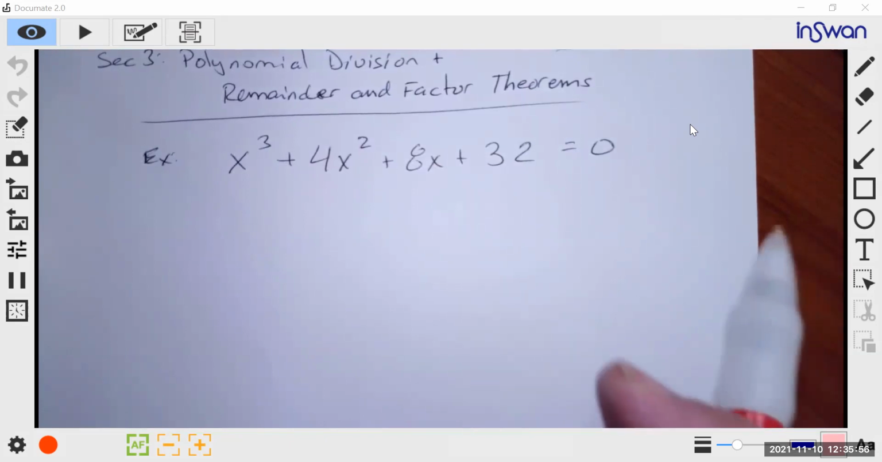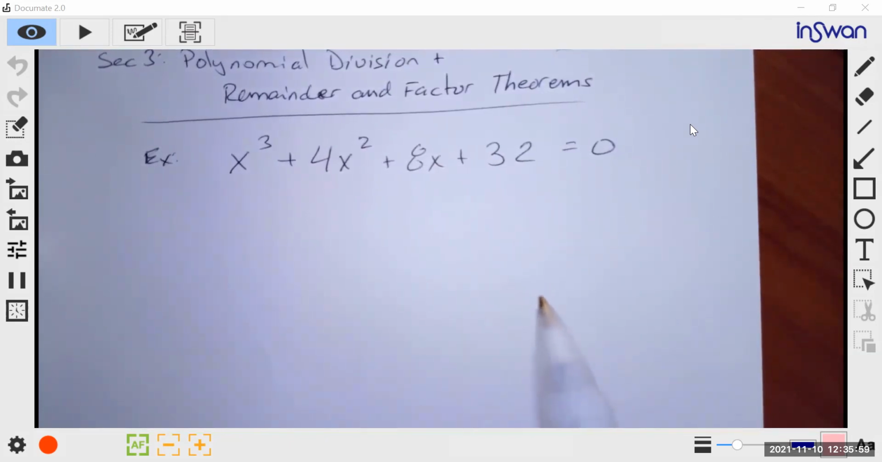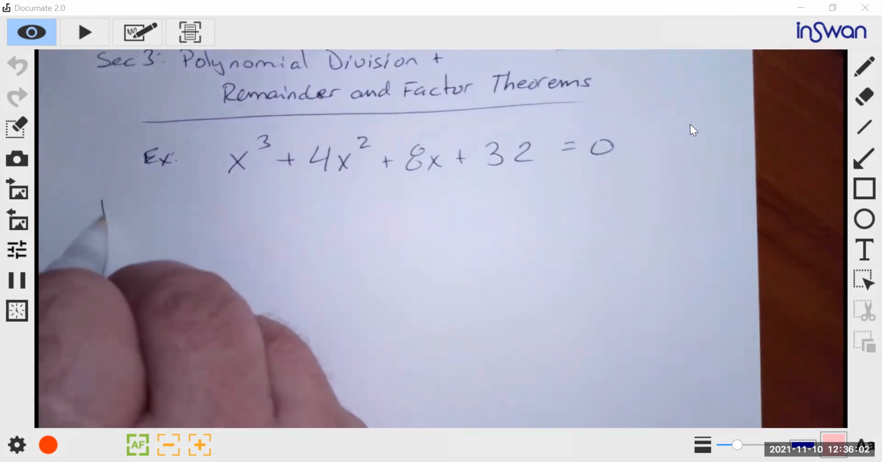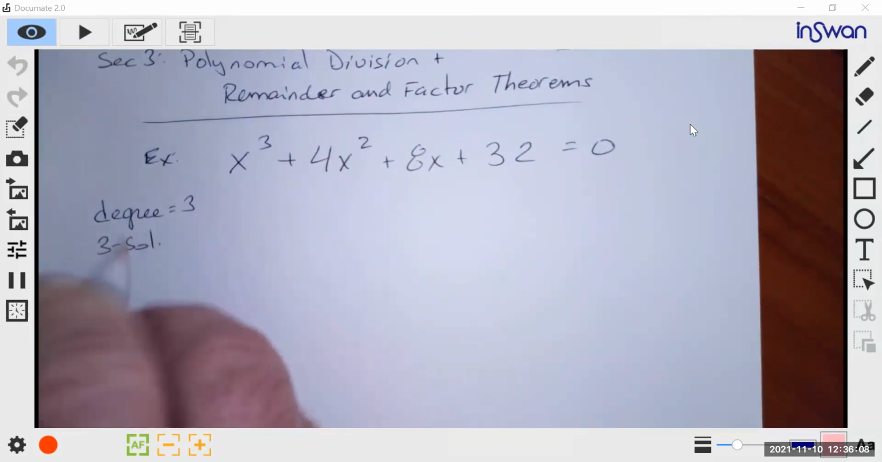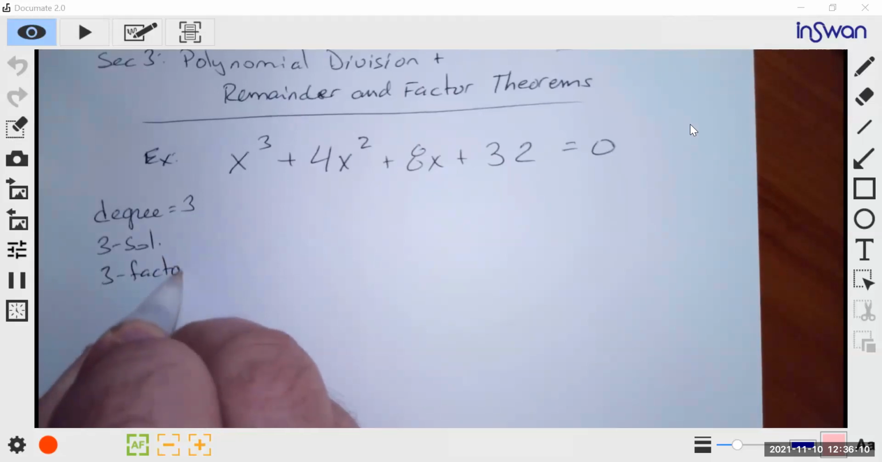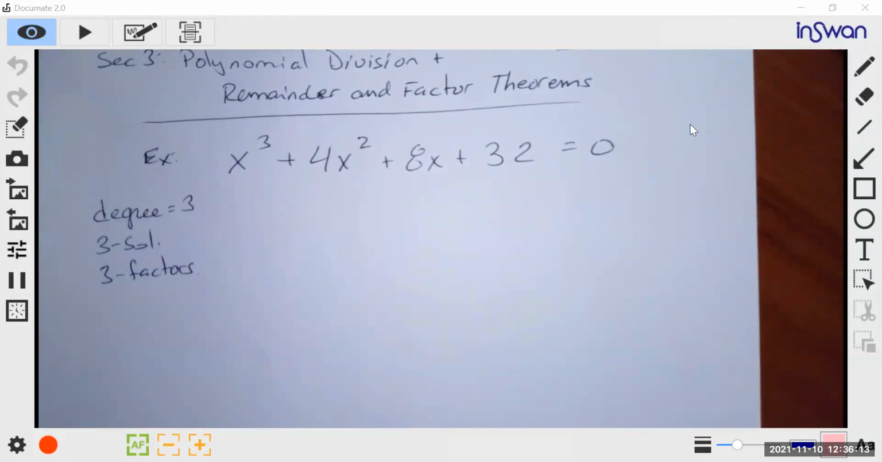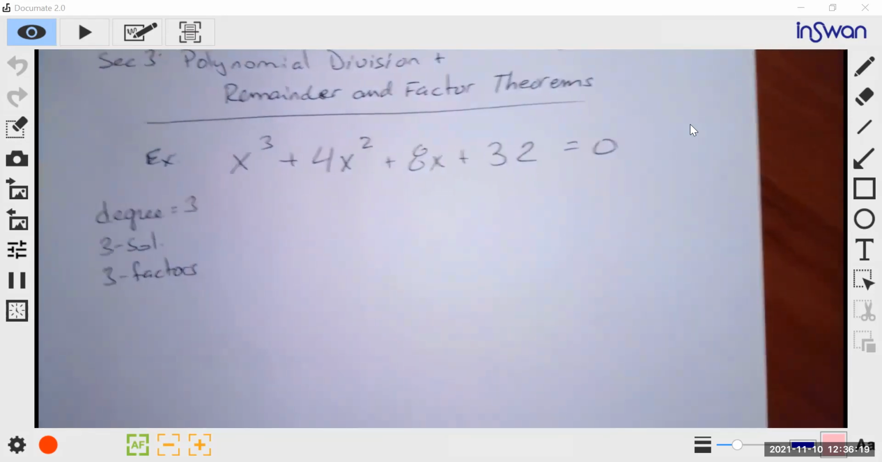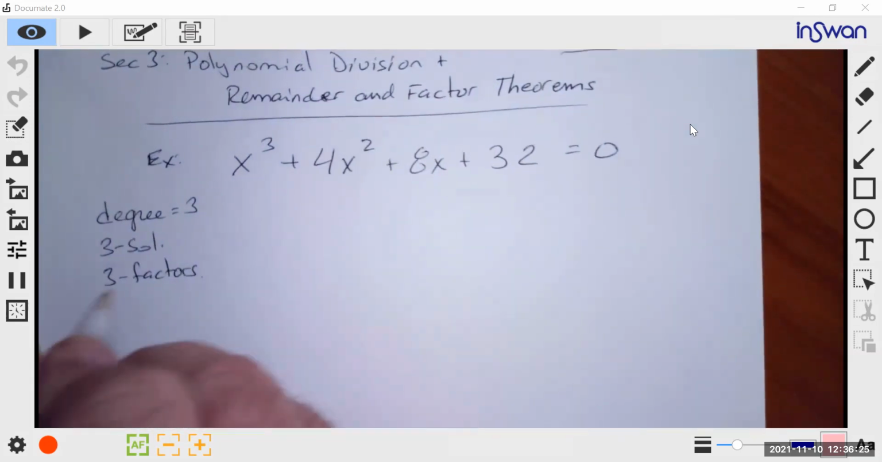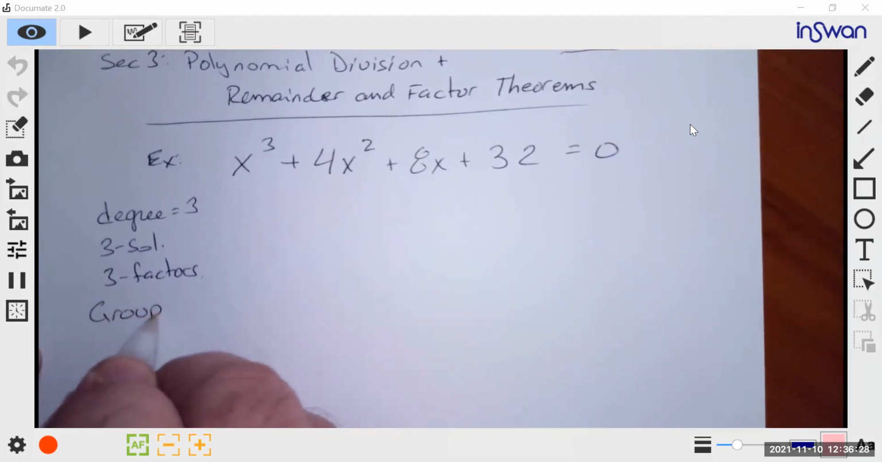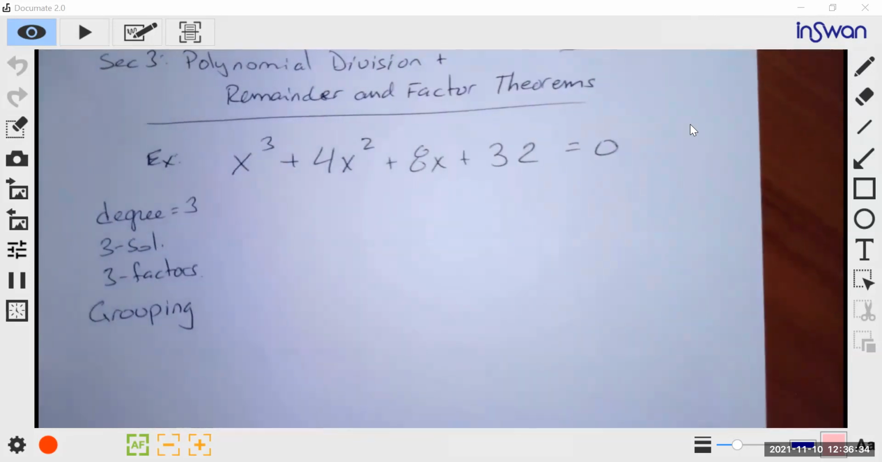You could try to factor it, but how many factors are we going to have? What's the degree? So we're going to have 3 solutions. That means we're going to have 3 factors. So factoring right now, we wouldn't know where to start. And that's where we're getting to. But we have another factoring method that's called grouping. Because we have 4 terms, grouping only works when you have 4 terms.